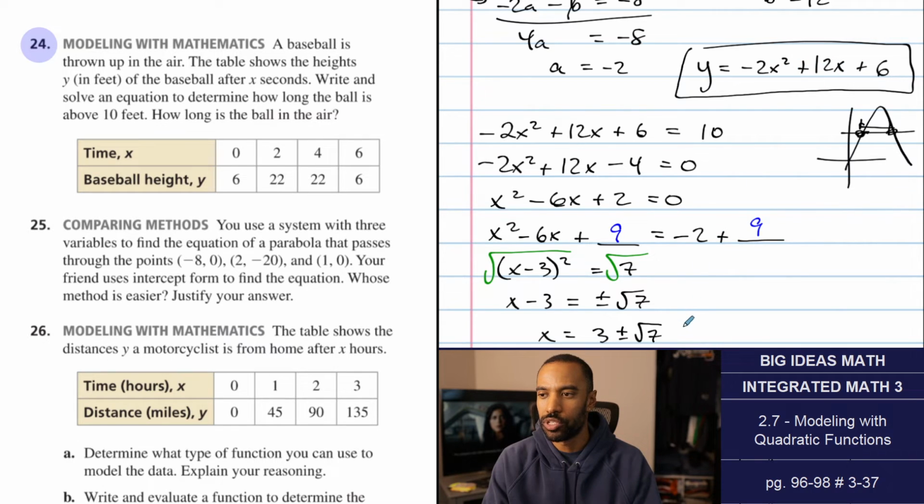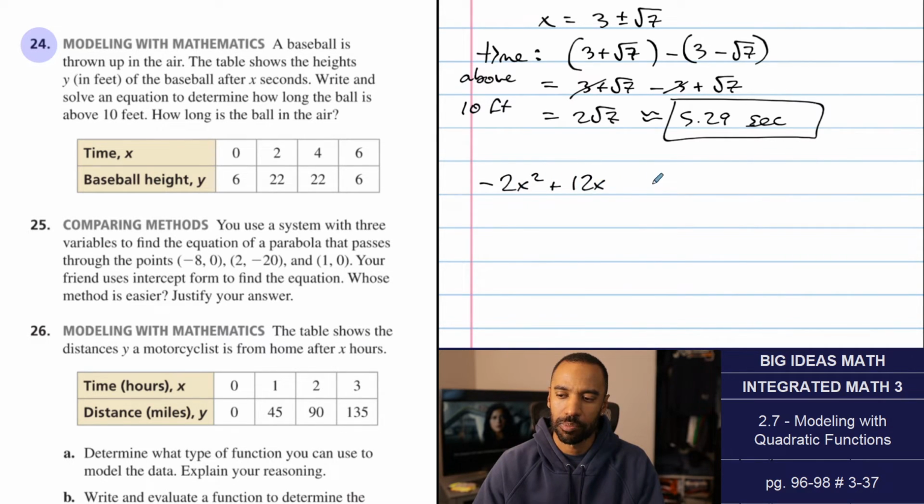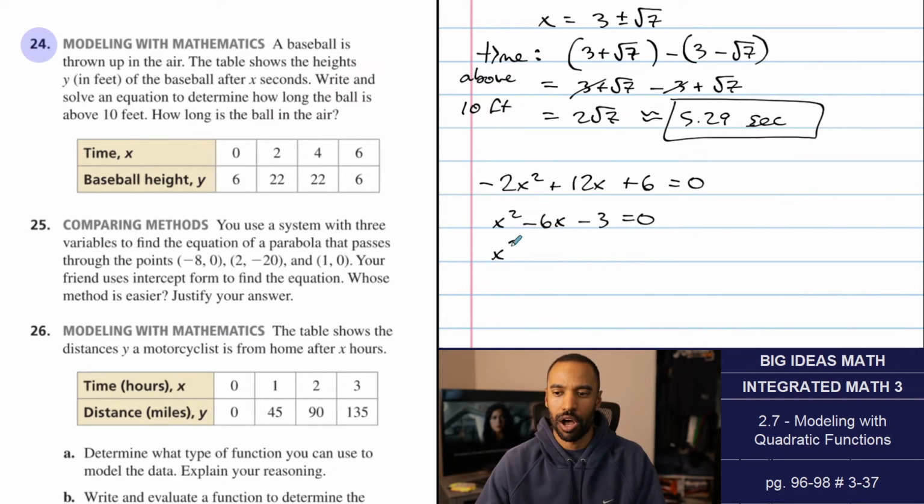I want to set this one equal to 0. Negative 2x squared plus 12x plus 6. So negative 2x squared plus 12x plus 6. When is this equal 0? I still want to divide this by negative 2. Get x squared minus 6x minus 3 equals 0. Also not factorable. Also want to solve by completing the square. I'll make it fast this time.